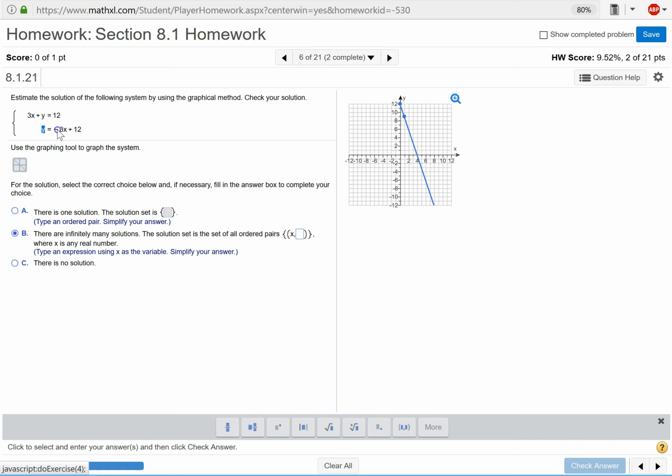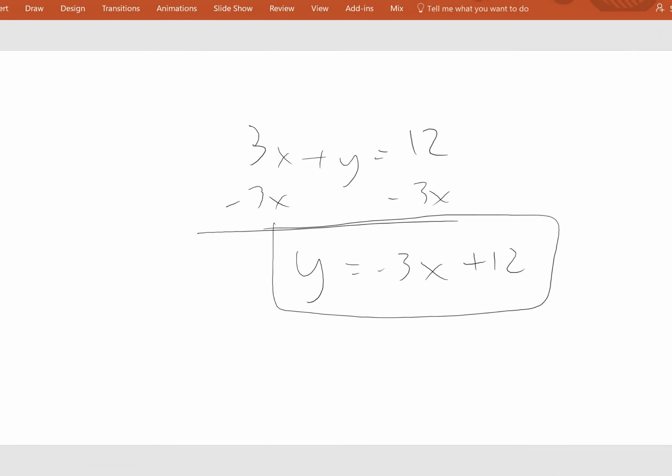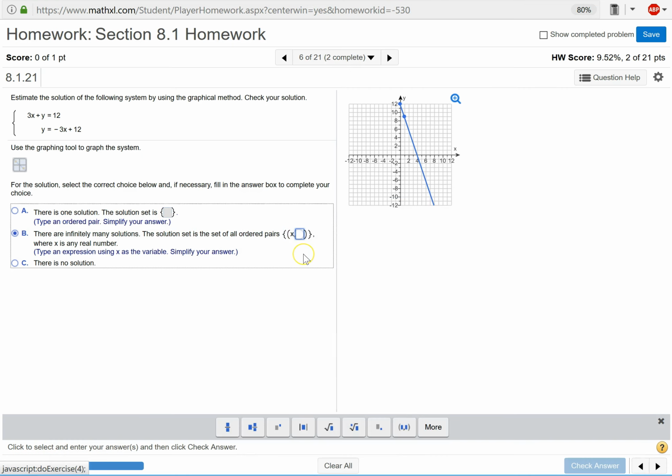So notice on the second equation, the relationship between x and y is plug in x, and you get this for y. Okay, if that is the case, notice what we did is on this one, when we solved it, we got the same exact equation. So what they want is this equation right here. They want the relationship between, if you plug in x, what would y equal to? Well, it's negative 3x plus 12.